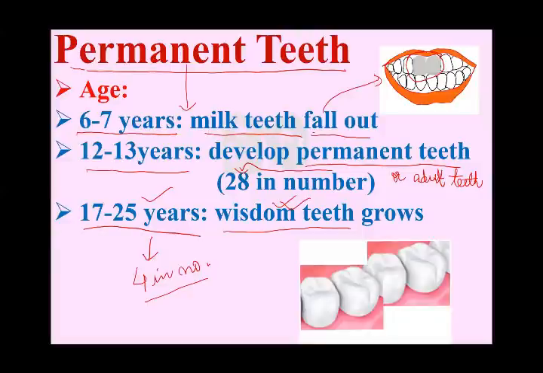These teeth are called wisdom teeth because they come when you are more grown up. And when they come correctly and are healthy, they help in the chewing process. Here, 4 wisdom teeth are shown. They are broad and flat, the way it is shown in this image.